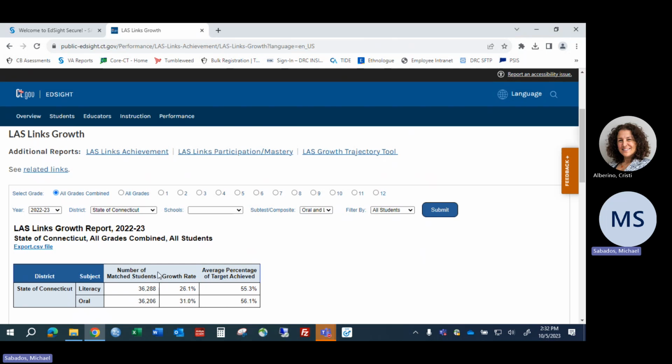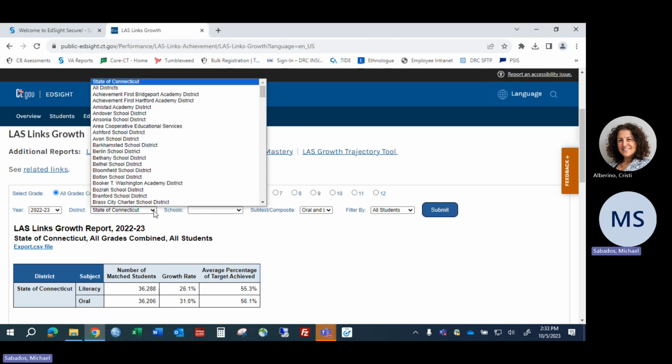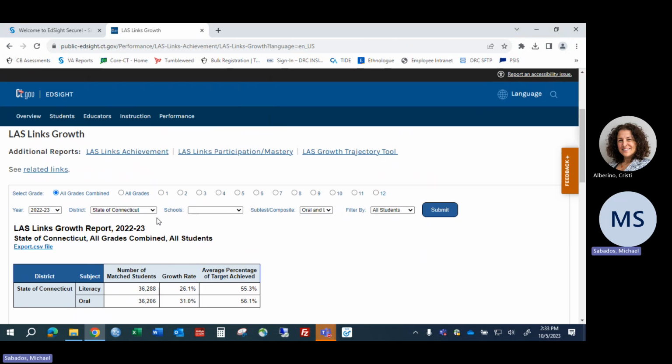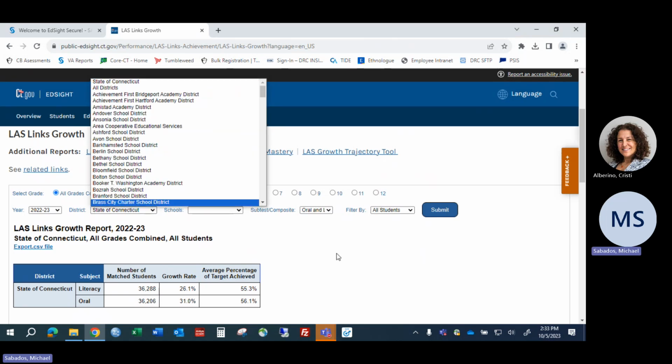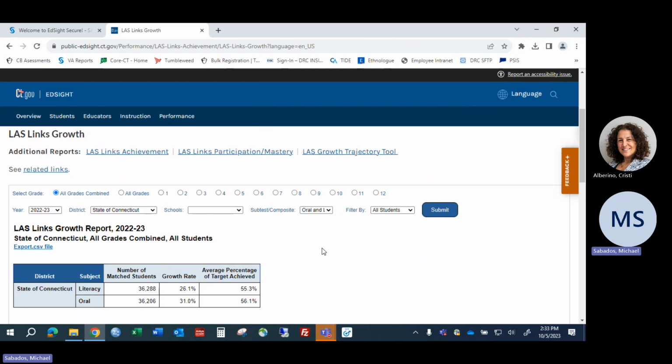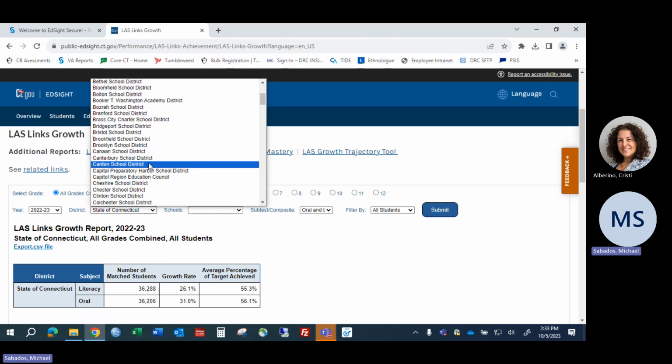So Lost Links on the public site, you'll be able to find information at the state level. You can also drill down to the district level. And I would suggest that if you're going to do comparisons of your district results, think of a district who is similar to you in terms of the size of their LML population, and/or economic or demographics, to make apples to apples comparisons. So you can use this filter to pull up a particular district.